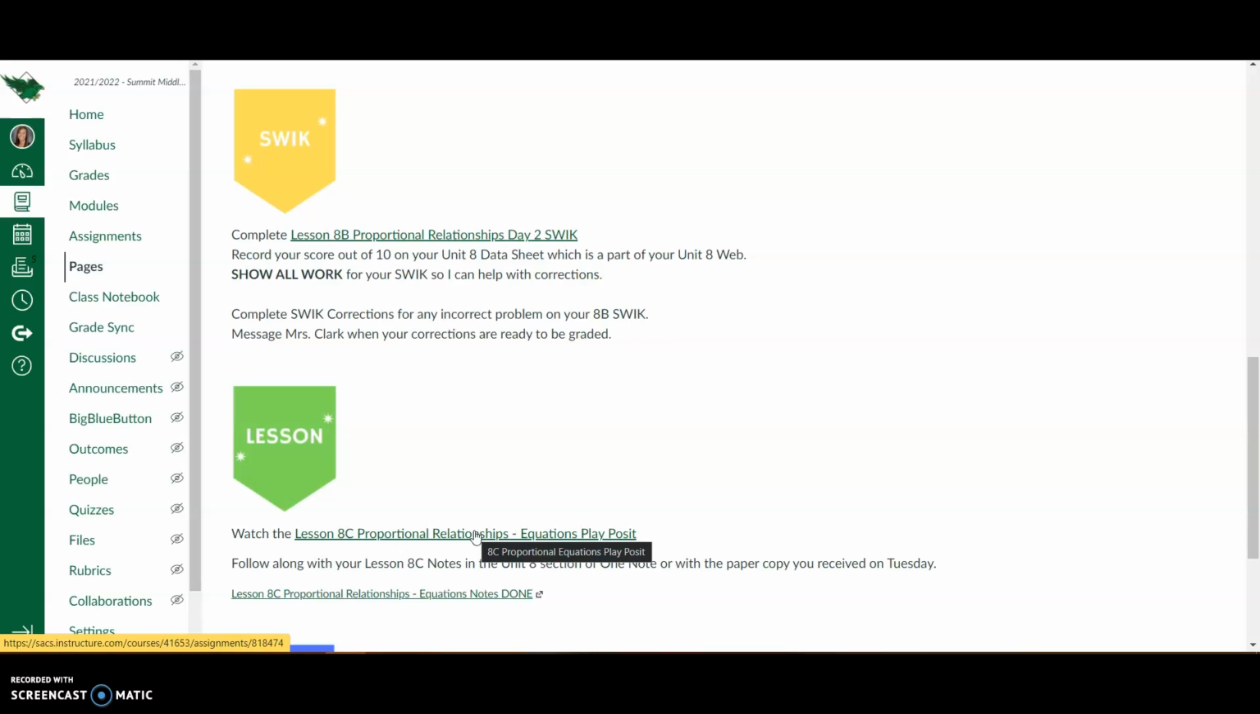Follow along. If you get something wrong, you get 3 tries. So just try it again. If you're stuck on something, message me, and I can help you figure that out, and feel free to redo it if you don't like the score that you get on your Playposit the first time around. So there's your lesson for today. You're learning about proportional relationships in equations.